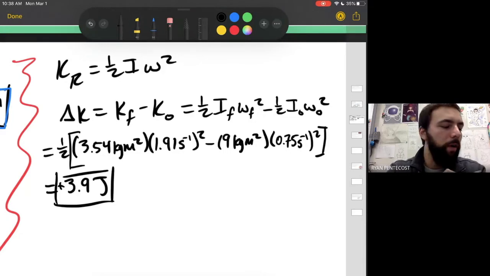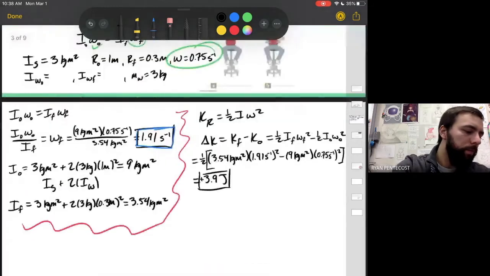We have an omega that has over doubled itself, and that fact is now being squared, right? So it's not only just doubling, but now that relationship is being squared. That's going to overpower the change in moment of inertia, right? So we have an increase of 3.9 joules.